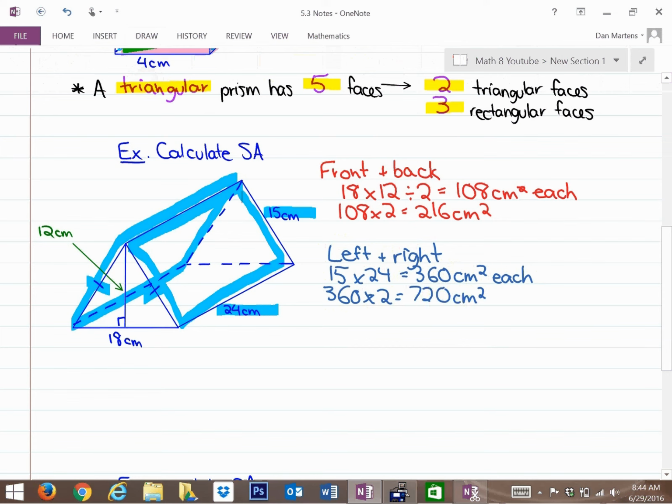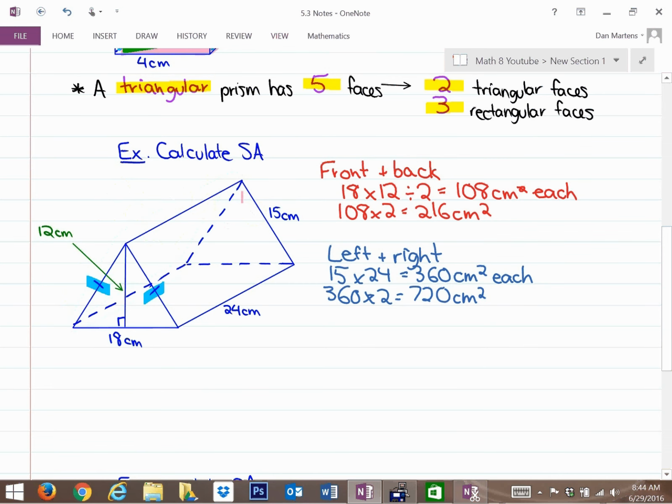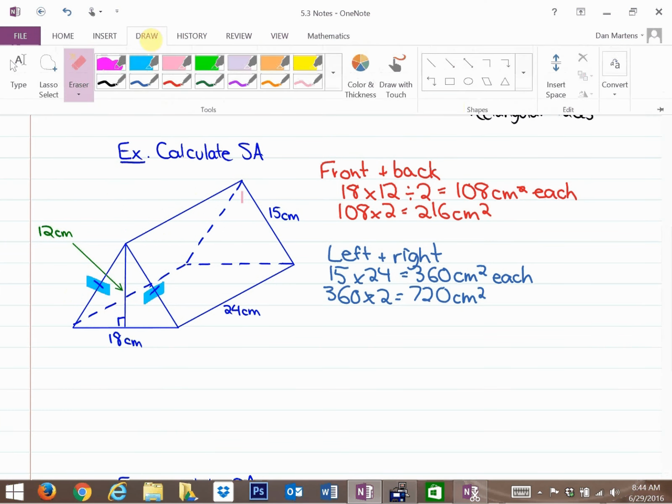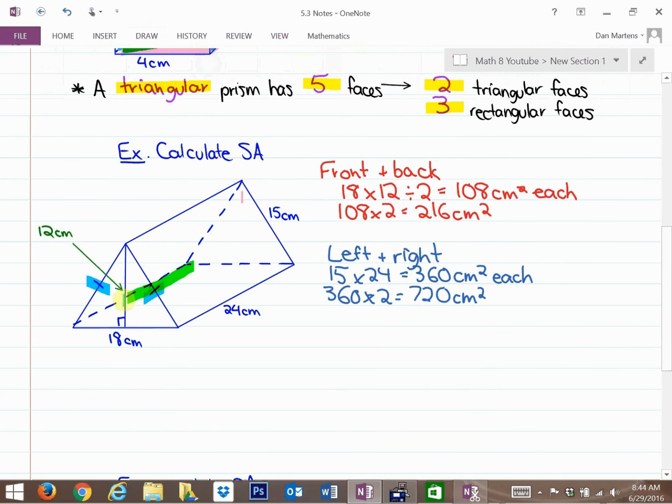And the last surface that we haven't yet found out the area for is the bottom. And the thing to be careful of is the bottom doesn't have a pair, okay? Which is absolutely fine. So we've calculated the front and the back, the left and the right, and the last surface that we don't have the area for yet is the bottom.